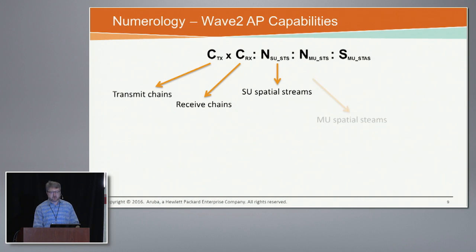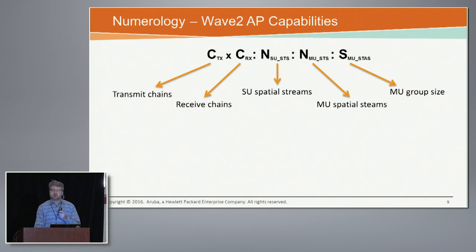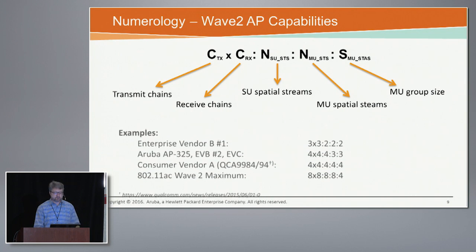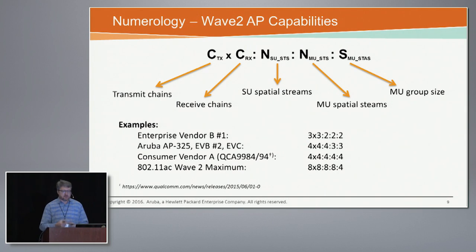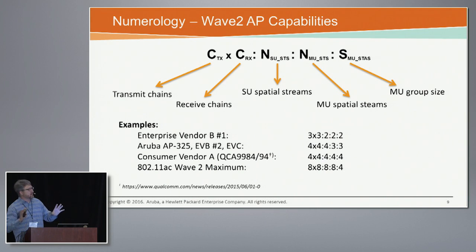So the 2 new numbers are going to be the number of MU streams, which may be different and is different currently on most products that are in the market. And I'll show you some examples here in just a second. And then the number of stations in an MU group, right? So in other words, what's the maximum number of stations the AP can communicate with at the same time? So here's some examples. And not to pick on anybody, these are simply meant to be illustrative. I'm not making competitive points or anything along that line, but it's useful just to sort of see what's in the market and then also look at the standard.